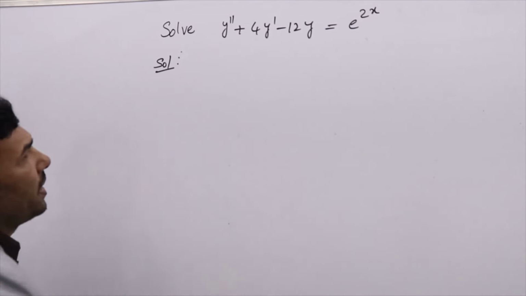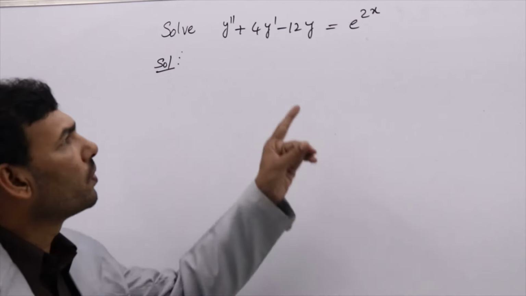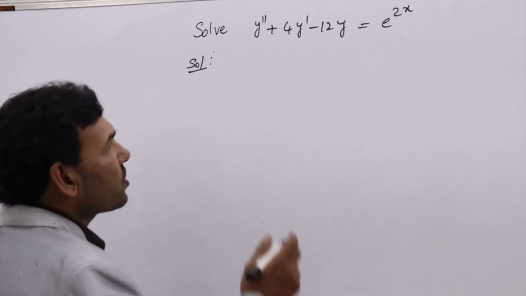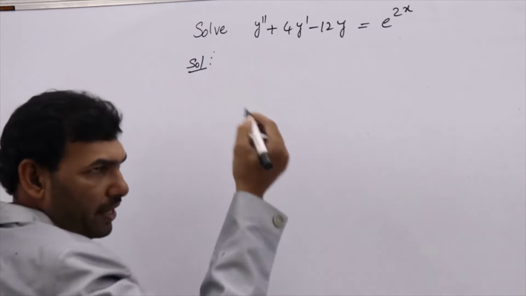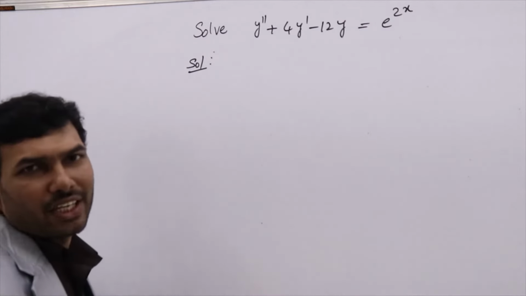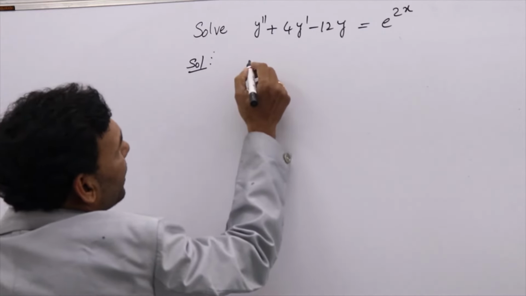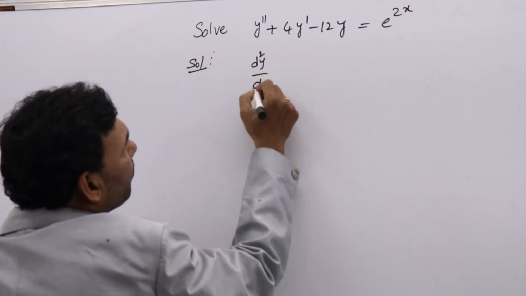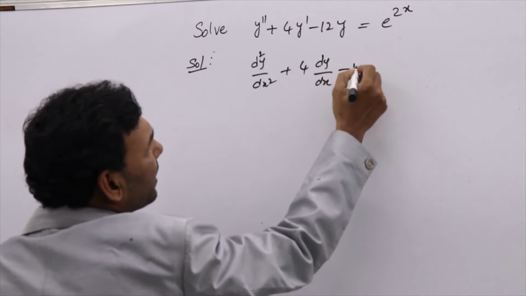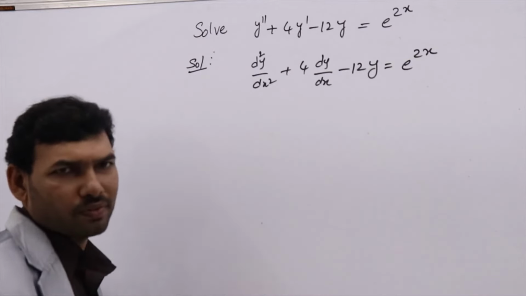So this is the DE we need to solve now: y double dash plus 4y dash minus 12y equals e power 2x. To solve this differential equation, first write this DE in operator form. Before writing operator form, first write this DE using dy by dx, d square y by dx square. You know very well, y double dash means d square y by dx square, y dash is dy by dx, so 4 into dy by dx minus 12y equals e power 2x.